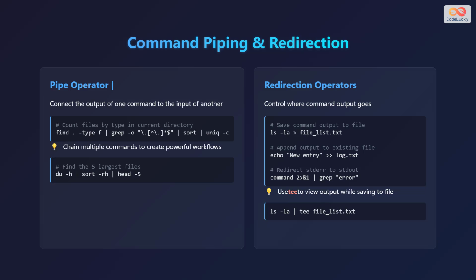To append output to an existing file, use the double greater than symbols. For example, echo "new entry" >> log.txt. To redirect standard error, also known as stderr, to standard output, also known as stdout, use command 2>&1 | grep "error". Use tee to view output while saving to a file. For example, ls | tee file_list.txt.